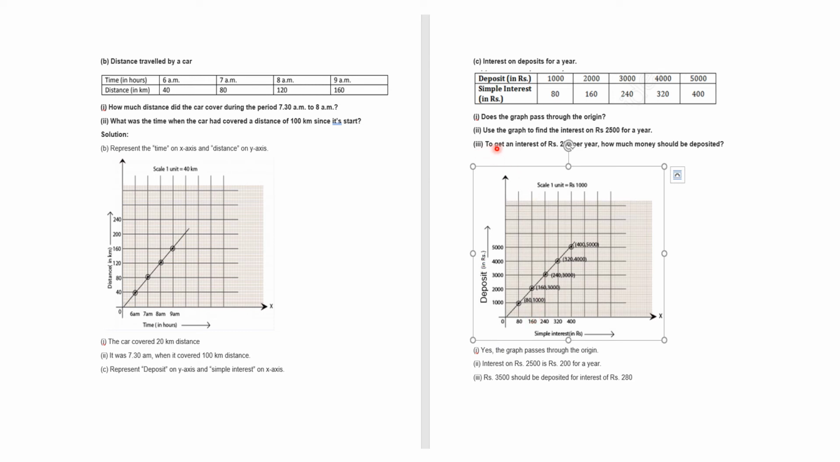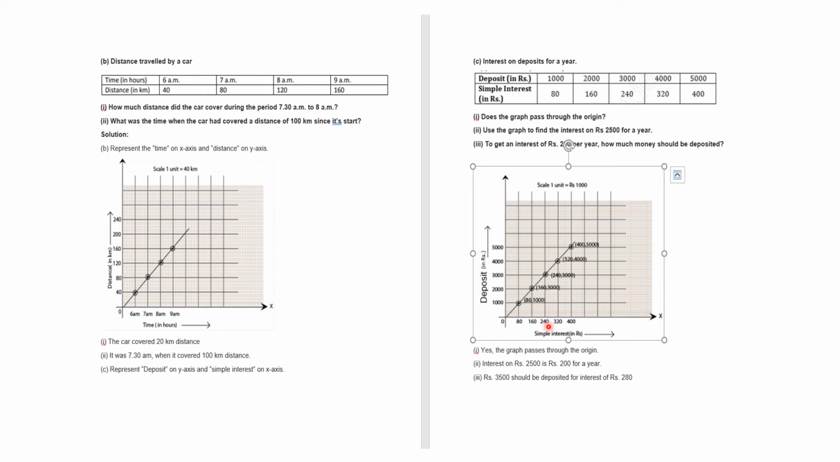Okay, just have a look at the second part. Use the graph to find the interest on 2500. Okay, so just see where 2500 is. It is between 3000 and 2000. So it is 2500. So when we go towards the x-axis, what are we getting? It is between 160 and 240. So the middle of 160 and 240 is 200. So what we are getting is that the interest on 2500 is rupees 200.